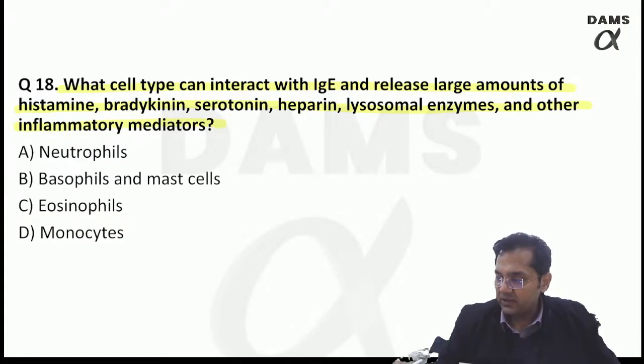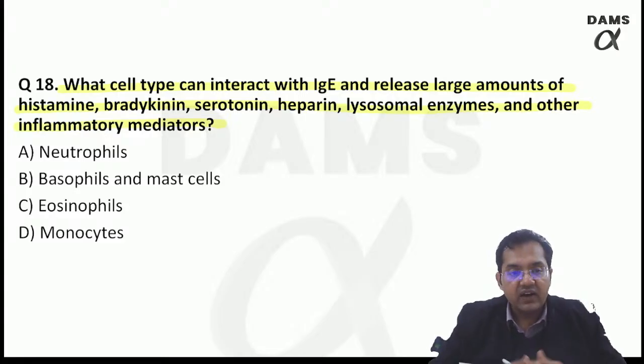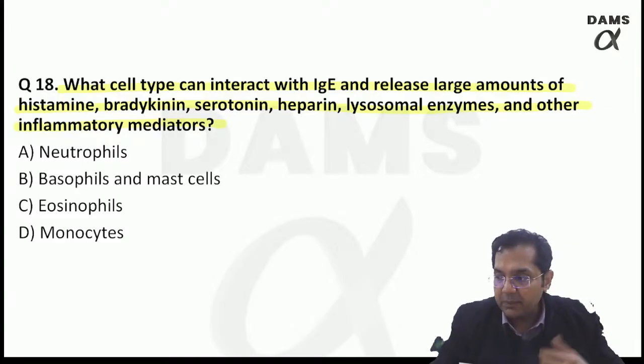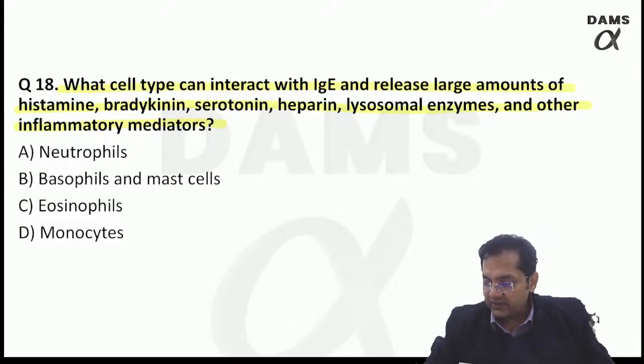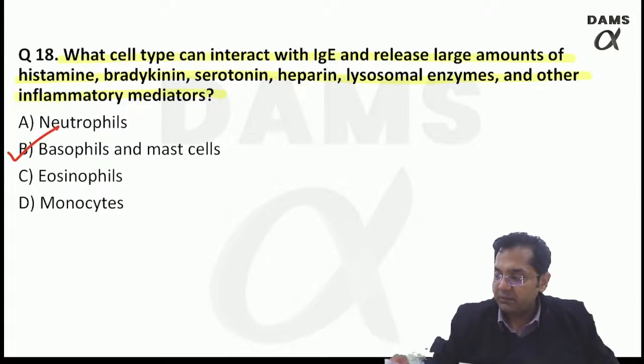Yes, the only one correct answer. Who interacts with IgE to release large amount of histamine, bradykinin, and causing all allergic reactions such as redness, increased capillary permeability? Yes, now you are right. Basophils and mast cells. Absolutely correct.